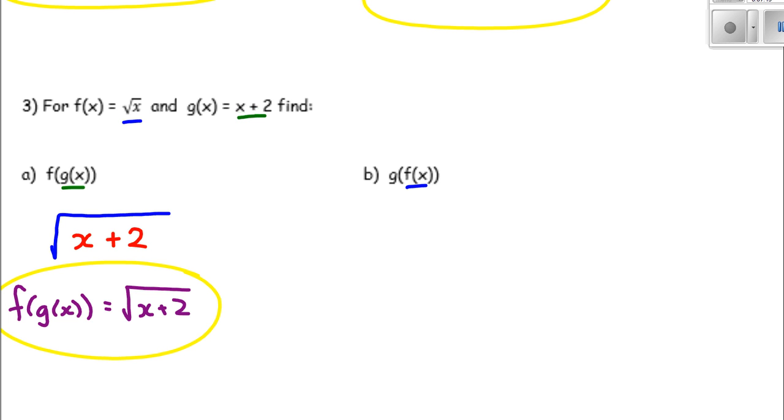And then g of f of x means sub f of x into g. So g of x is x plus 2, f of x is square root of x. So x plus 2 is the overall function we're trying to write. We've got to replace the x with the other function, which is f of x. So square root of x, don't forget the plus 2. That looks pretty simplified already too, doesn't it? So g of f of x equals square root of x plus 2.